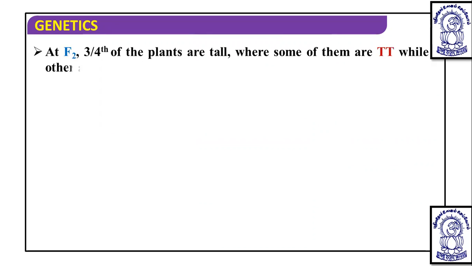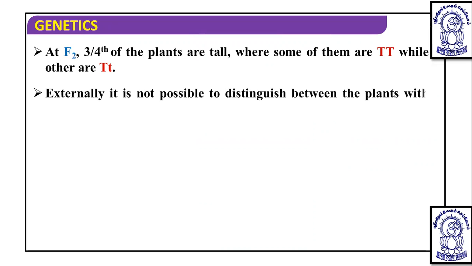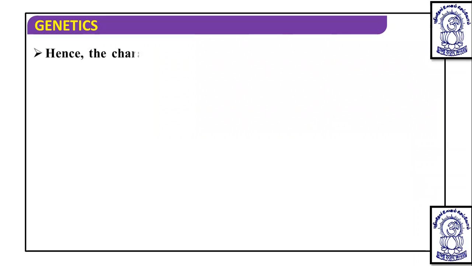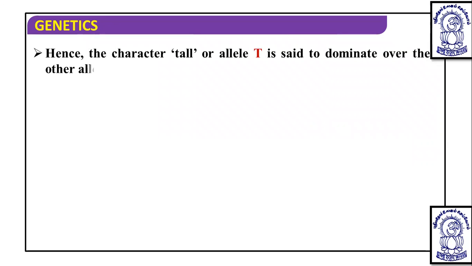And at F2, 3/4 of the plants are tall, where some of them are capital T capital T, while others are capital T small t. Externally, it is not possible to distinguish between plants with the genotype capital T capital T and capital T small t. By seeing a tall plant, you can't say whether it is a homozygous tall or heterozygous tall. Hence, in the two genotypes capital T capital T and capital T small t, only tall is expressed and small t is not expressed. Hence, the character tall, or allele capital T, is said to be dominant over the other allele small t, or dwarf character.